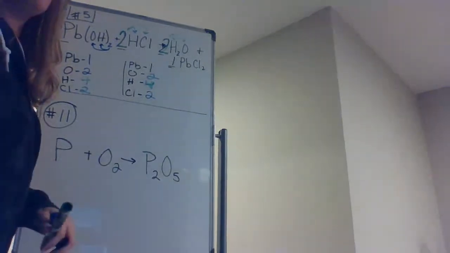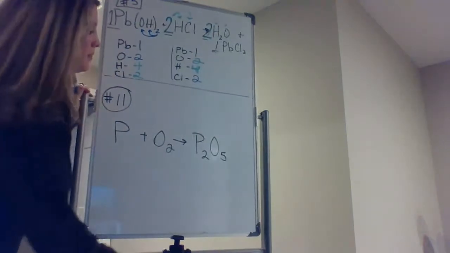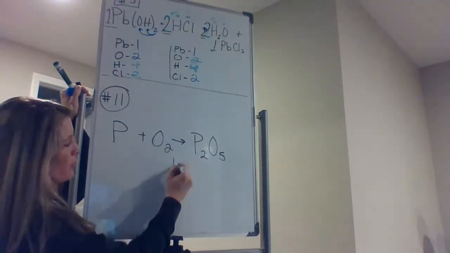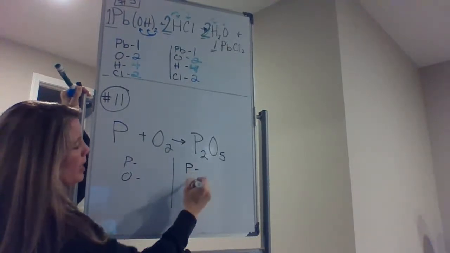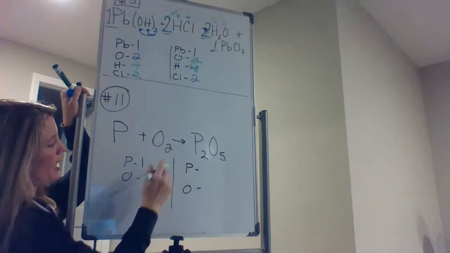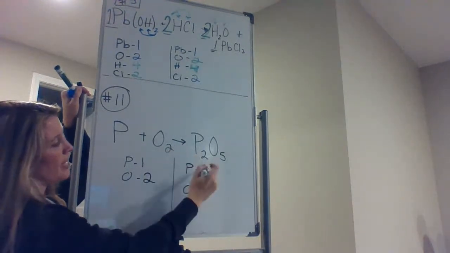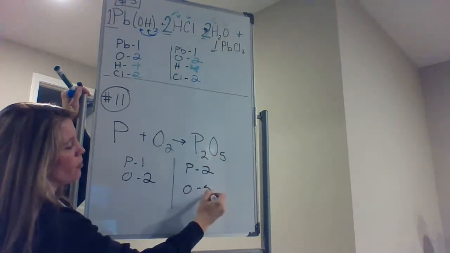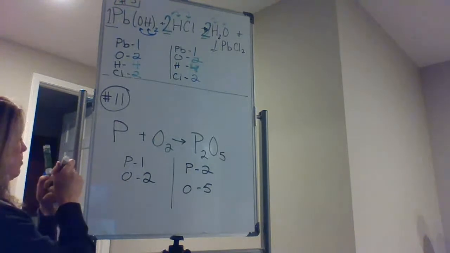For number 11, let me come down here. Number 11, first thing I do, I have P and O on this side. I have P and O on that side. I have only 1 because there's no subscript, and I have 2 O's. The little number tells me so. On this side, I have 2 P's and 5 O's. Neither of these are equal, so I have some work to do.